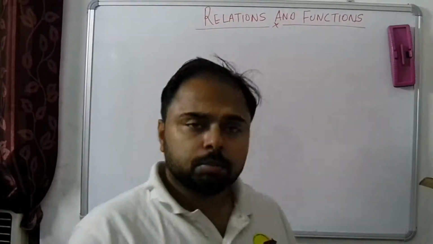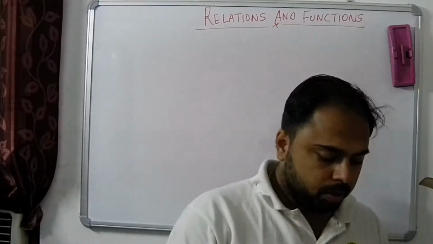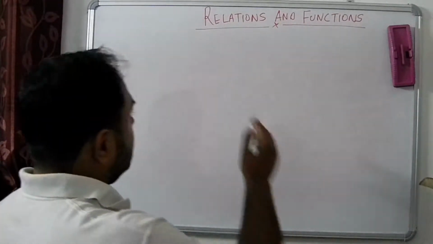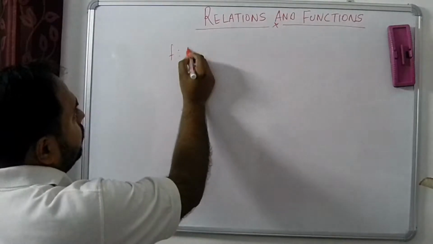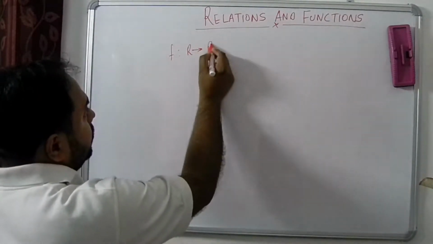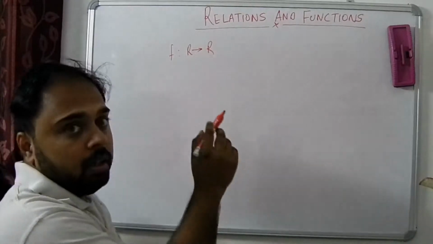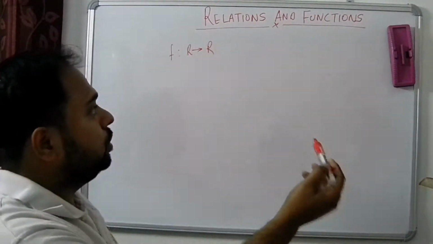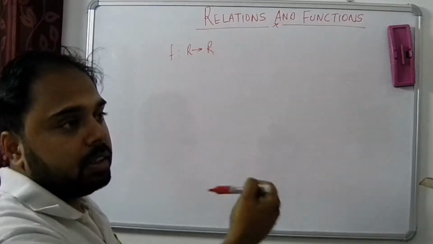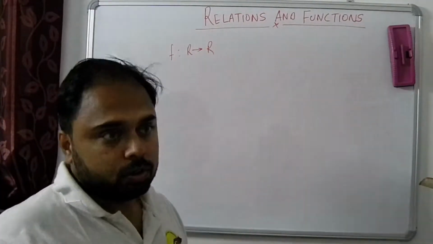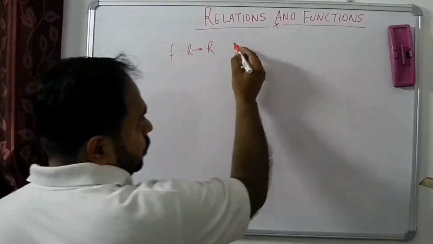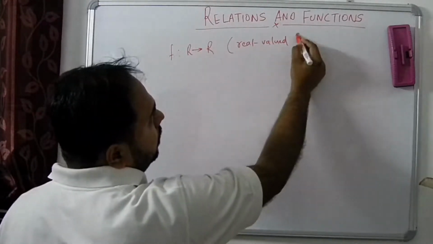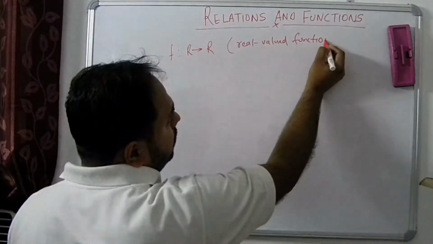Right? So let's take an example. I have an example here with me. It says let R be the set of real numbers. They are saying there is a function f which is defined from R to R. First of all, what does this mean? It means the function is defined from a real value to a real value. So the domain of the function is real, and the codomain is also real. So it's a real valued function.